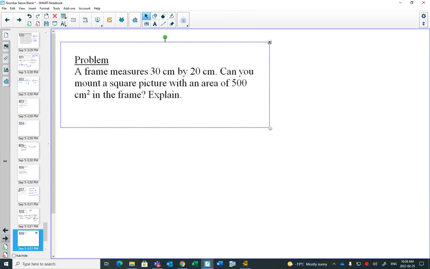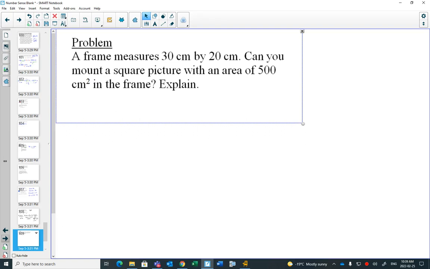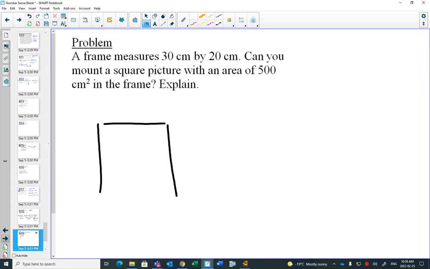All right. And then we get into some word problems. A picture frame measures 30 centimeters by 20 centimeters. Can you mount a square picture of your math teacher with an area of 50 centimeters squared into the picture frame? So this is what we have. We can draw a picture of what's happening. We have a picture frame that looks like this. 30 centimeters here, 20 centimeters here.